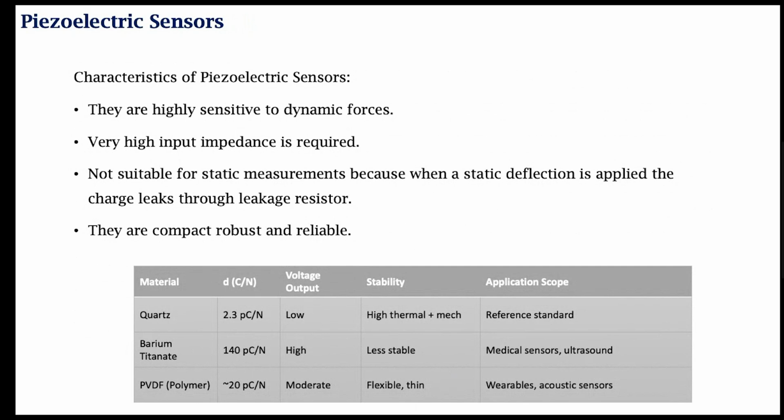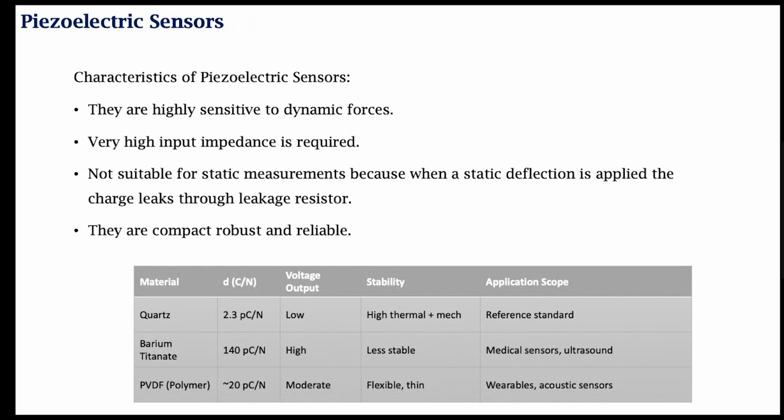Another more modern application is that these are used as textile or fabric sensors. PVDF fabric or piezo textiles are used for continuous measurements of the cardiovascular, the cardiopulmonary system, for example.